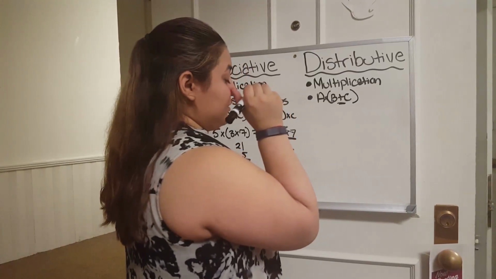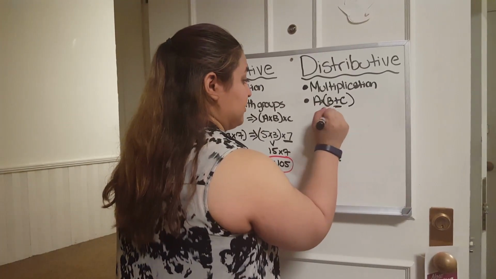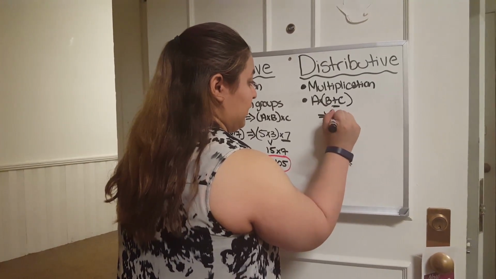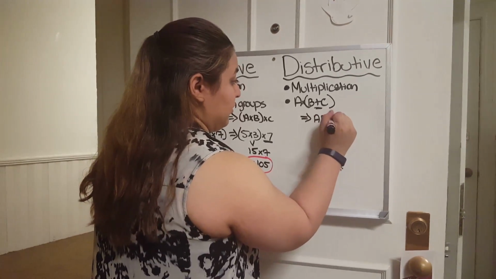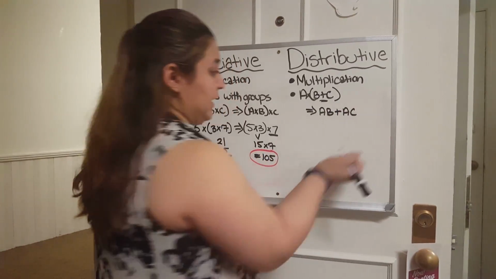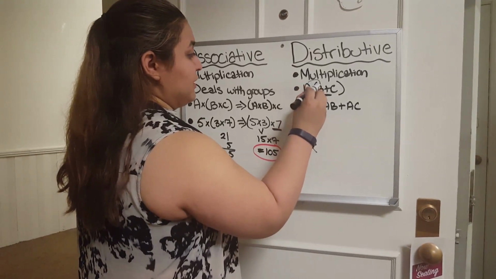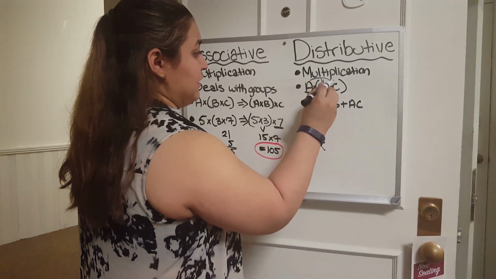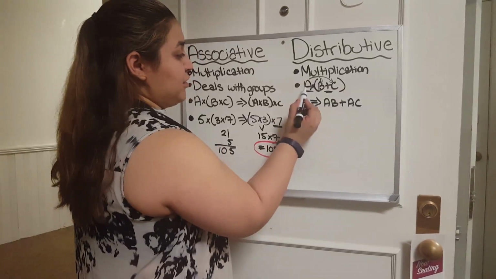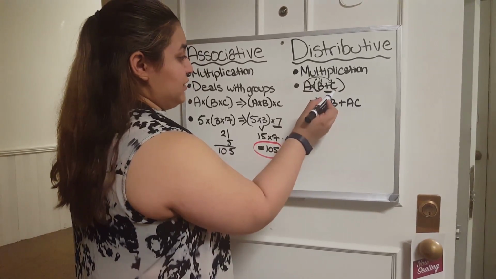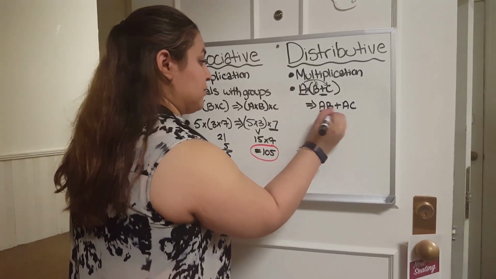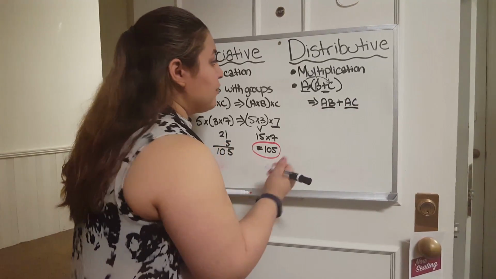And then if we were to use that property, that would be changed to AB plus AC. So what's happening here is this A is being distributed to everything inside the parentheses. So it'll be distributed to the B as well as the C. So that's where we get the AB and the AC from.